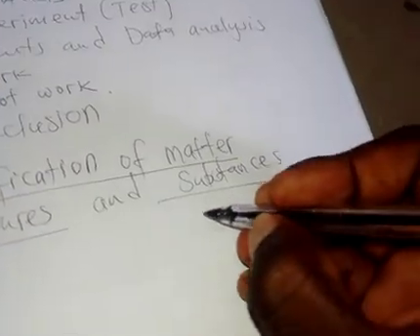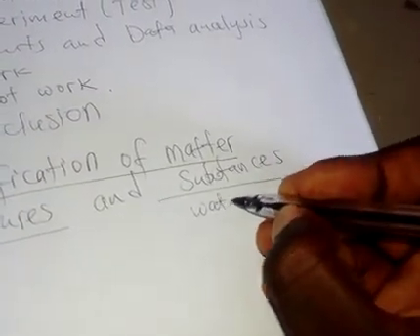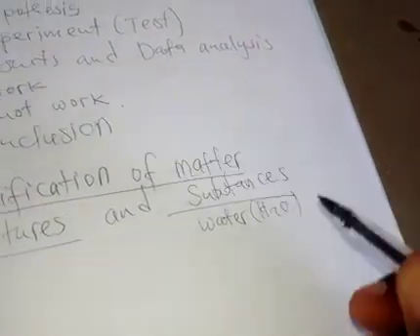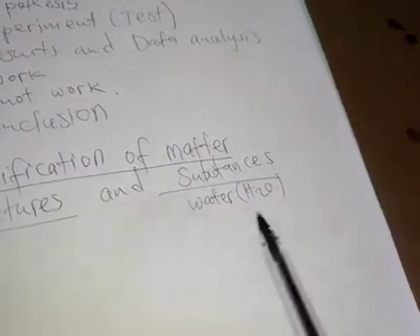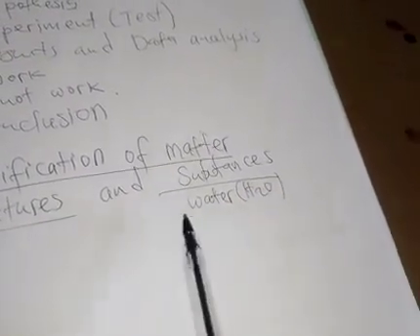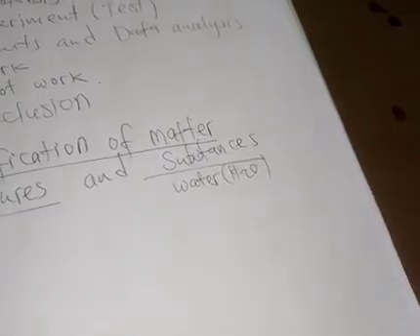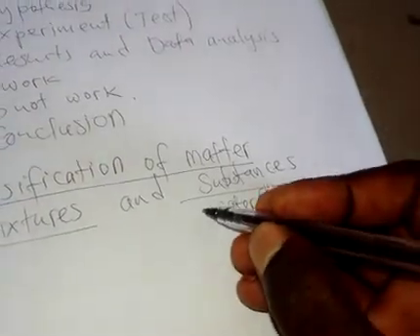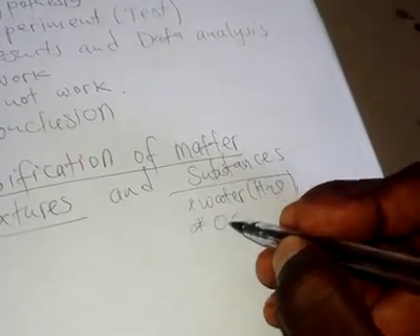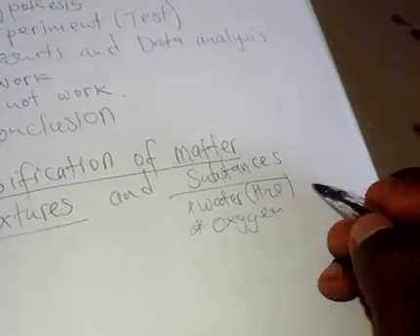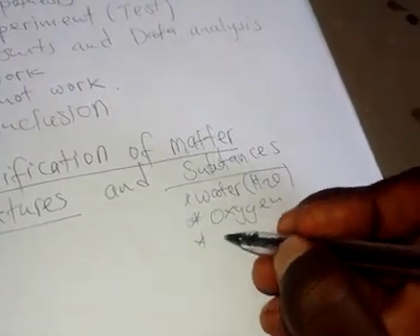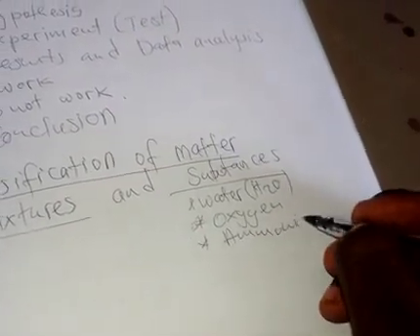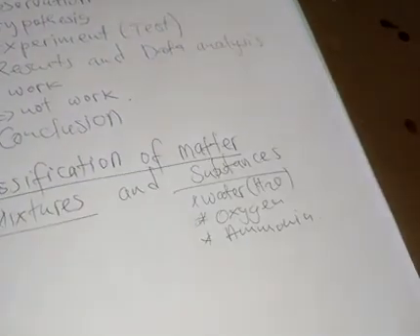For example, if we talk about water, H2O, this is a substance. It has constant composition, which is just hydrogen and oxygen, and distinct properties in such a way that we can differentiate it from other substances. If we talk about oxygen, even this one is a substance. We can talk about things like ammonia, even that one is a substance.